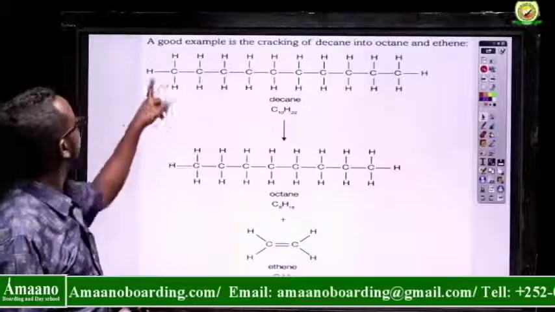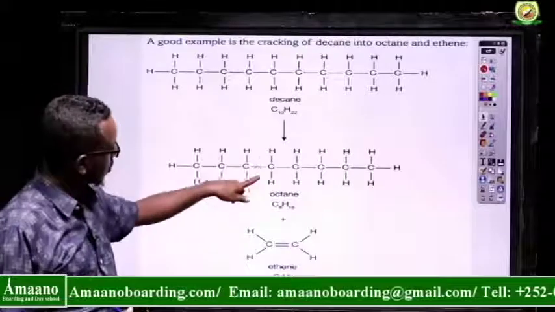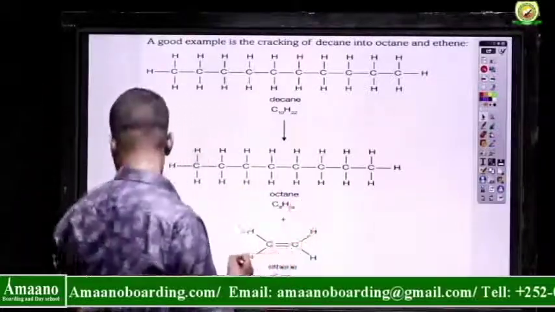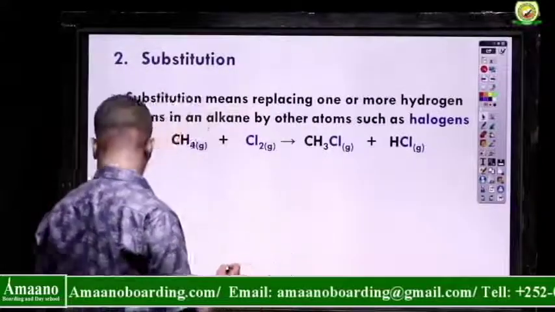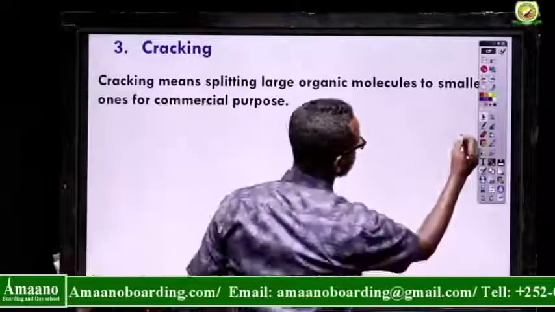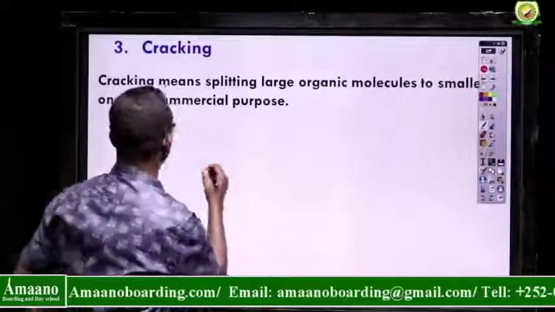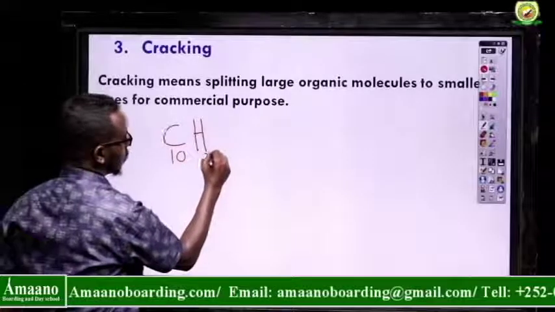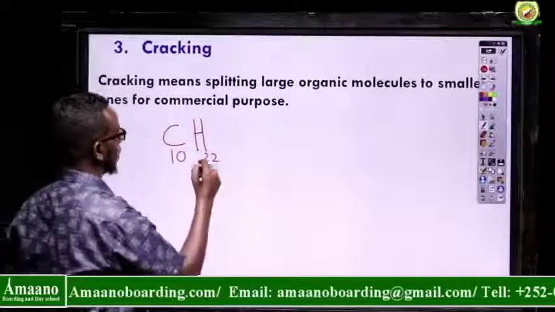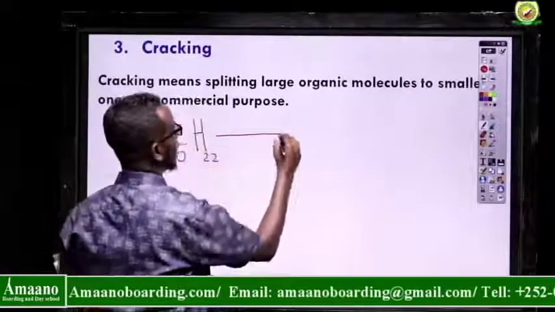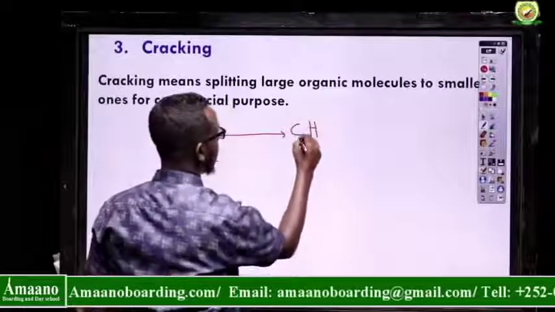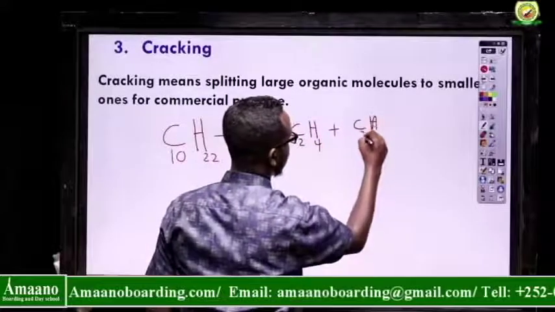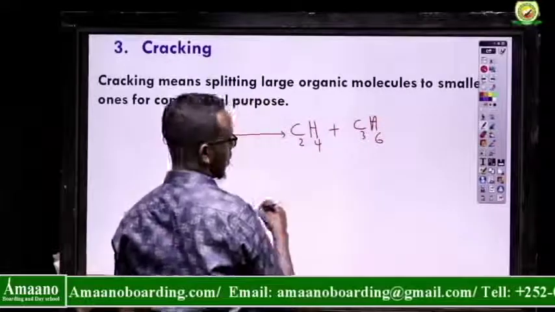Here you see what we call decane. It decomposes into smaller molecules such as octane and ethene. Consider here, this is called decane. It contains 10 carbons and 22 hydrogens. So it can decompose into what? Ethene. Ethene is C2H4. It also decomposes into C3H6, propene.